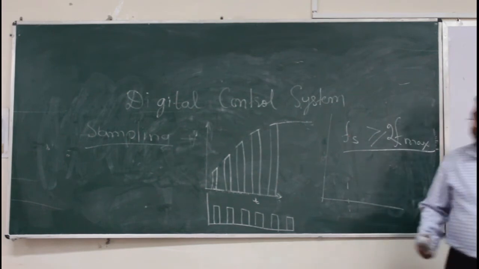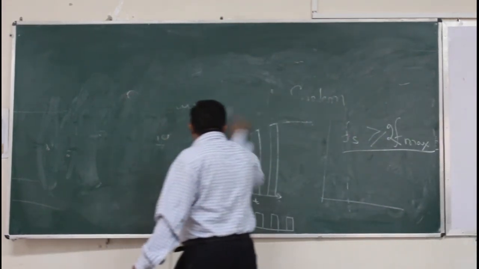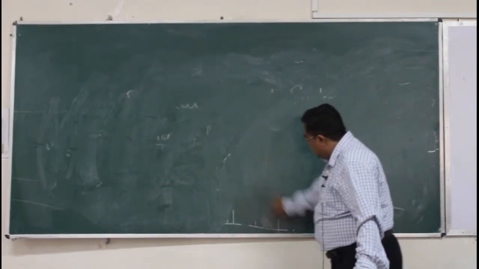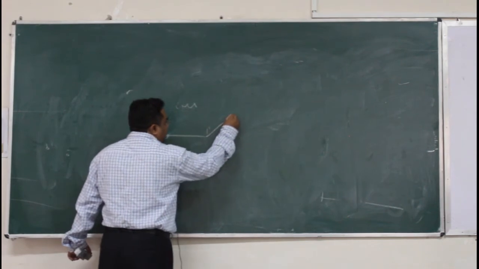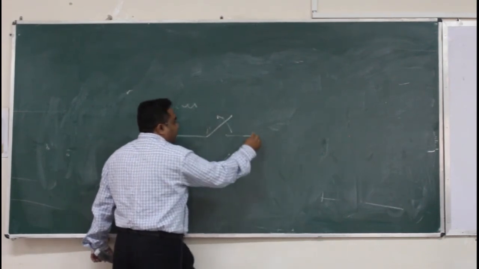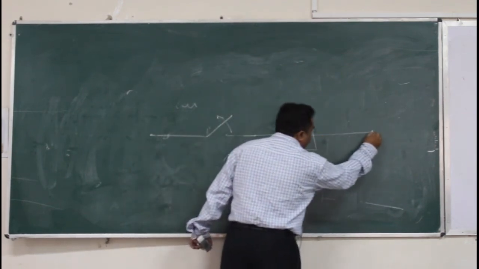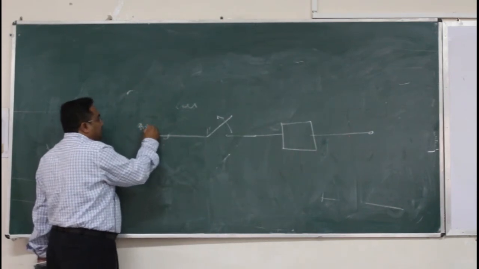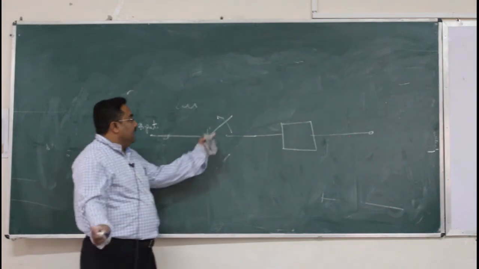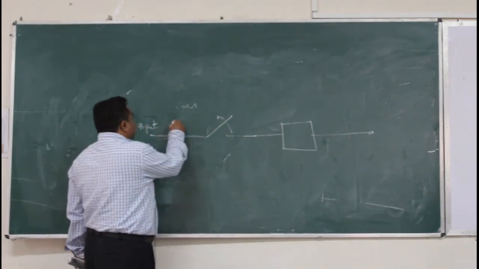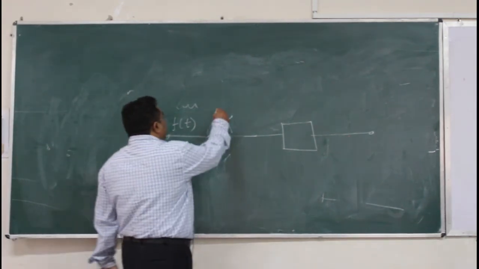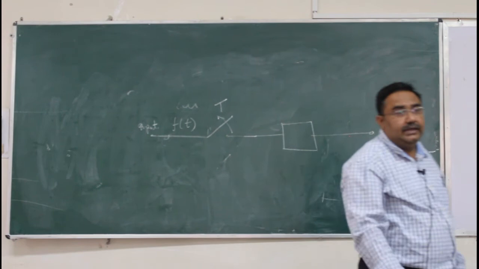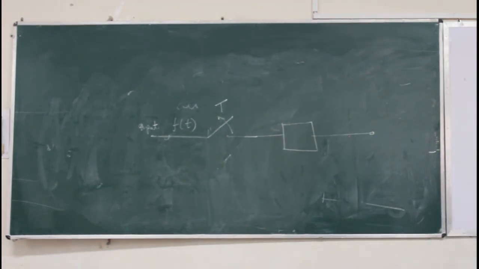Side by side, we will start with the mathematics also, because now it is no more continuous, it is discrete. So here you have an input, and here a switch is there. Let the input be f(t). Here a sampler is there with time T, where T is the time duration of the pulse. Is it clear? And this is my system.